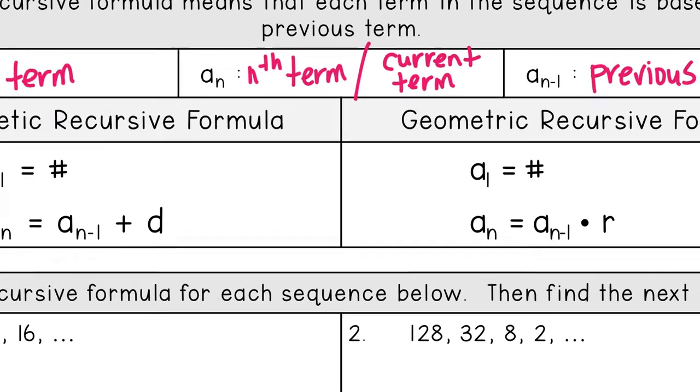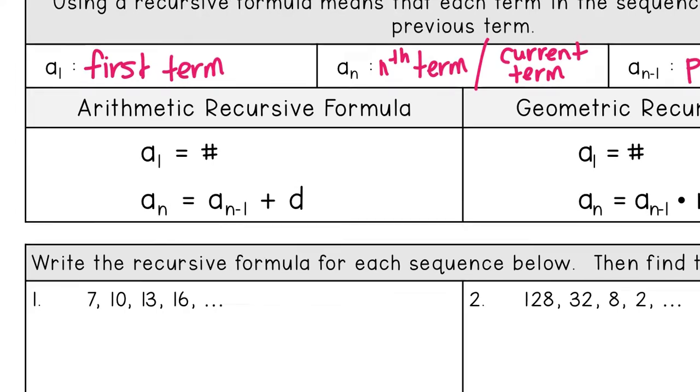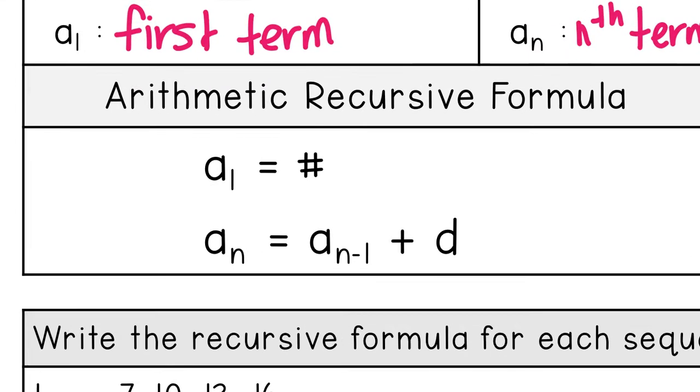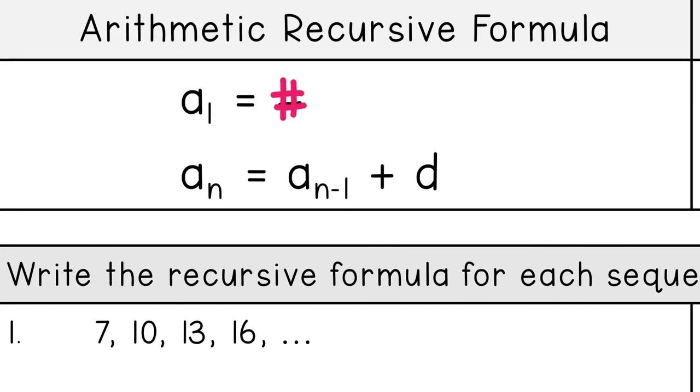Okay, so here's how we write our recursive formula. Of course, we have two different types of sequences, so we're going to have two different types of formulas. So when it's arithmetic, they always have to give you the first term, or at least one of the terms. More than likely, it'll be the first term. So A sub 1 equals a number. I just wrote the number sign here because it'll actually be a number, 7, 9, 10, negative 5. The more important part is the second part to this formula.